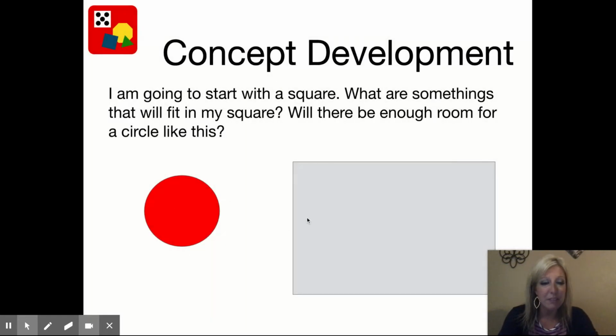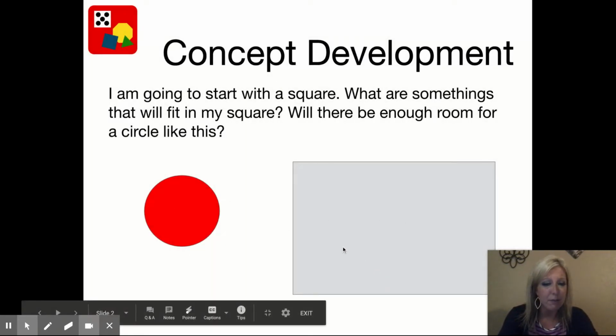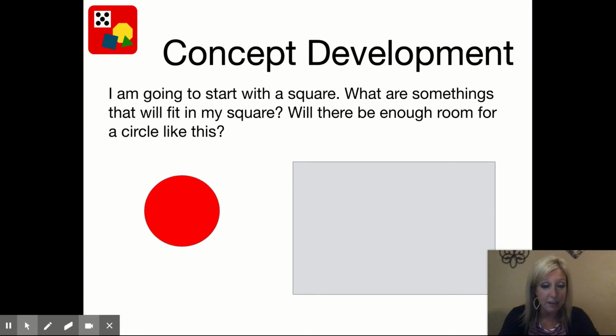So I'm going to start with this square over here. What are some things that would fit in that square? Maybe you could draw stars, you could draw circles, maybe squares. If it were objects, you might use counters like these, or Legos like these. There's all kinds of things that could fit inside of that square.